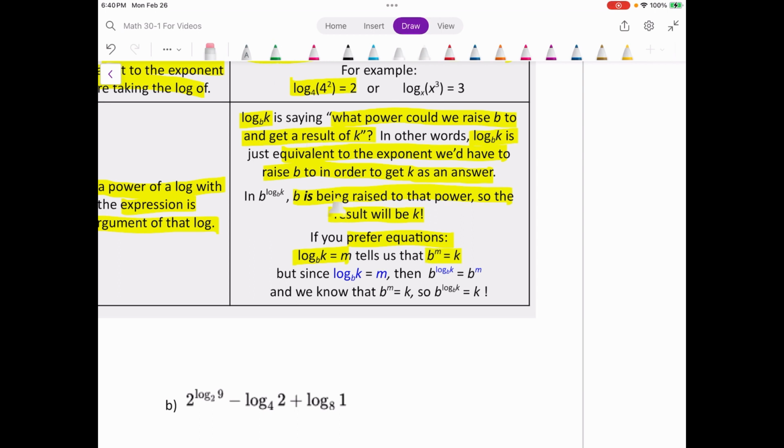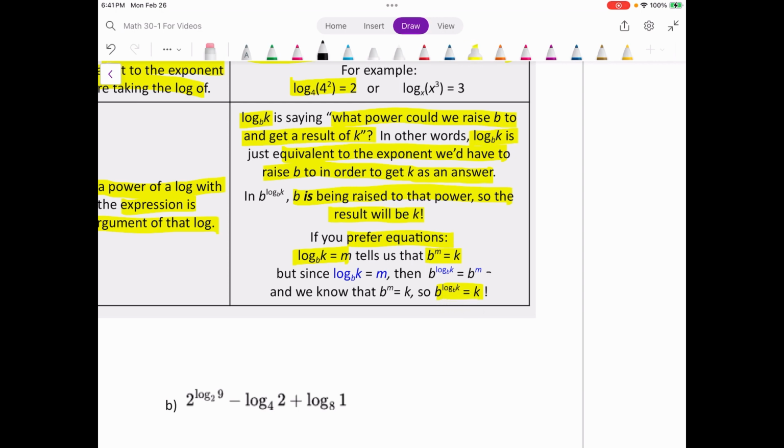But since log base b of k equals m, then b to the log base b of k, what we started with, is really just the same thing as b to the power of m, because log base b of k equals m. And we know from the exponential that b to the m equals k. So b to the m equals k, but b to the log base b of k also equals b to the m, right? That just means b to the log base b of k also equals k. If b to the m equals k, and b to the log base b of k equals b to the m, then by the transitive property, b to the log base b of k must also equal k, right?